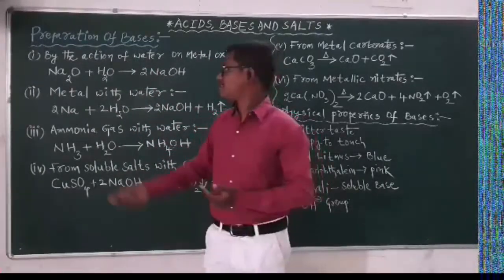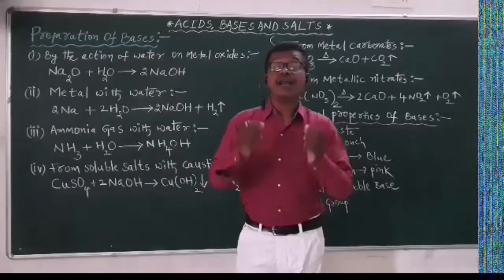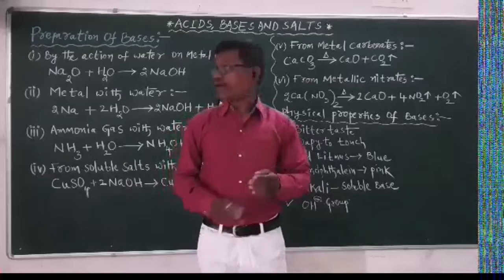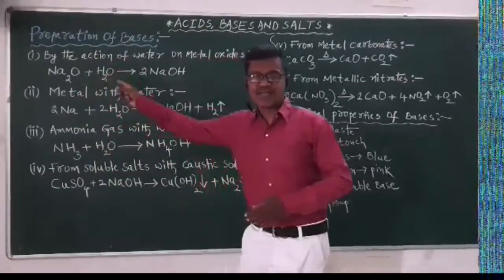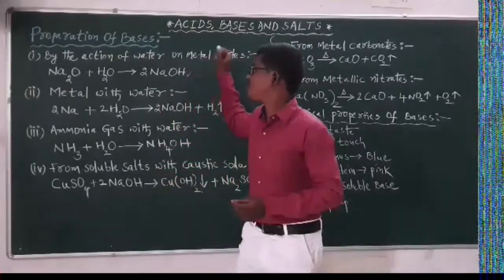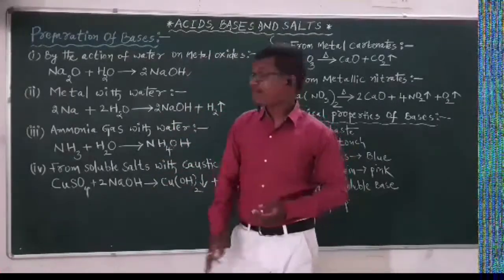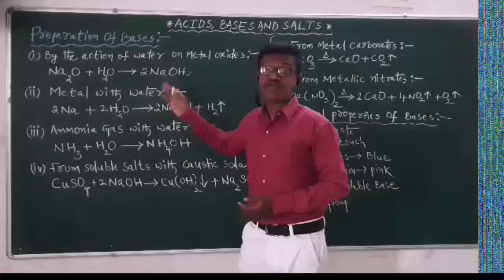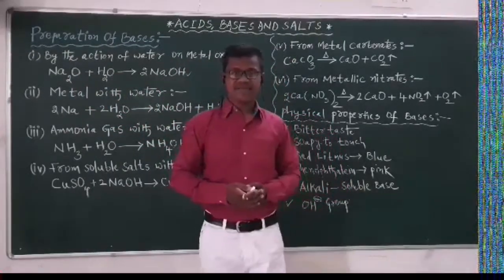The first plan is by the action of water on metal oxide. It means we are taking two reactants. One is metal oxide and the second one is water. When they react with each other, there is a generation of base. The great example: sodium oxide is reacting with water and there is a production of sodium hydroxide base.